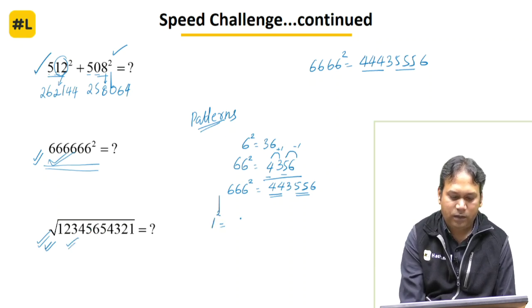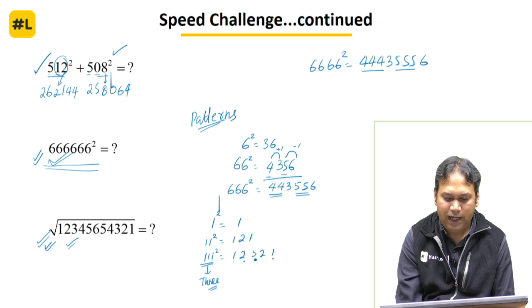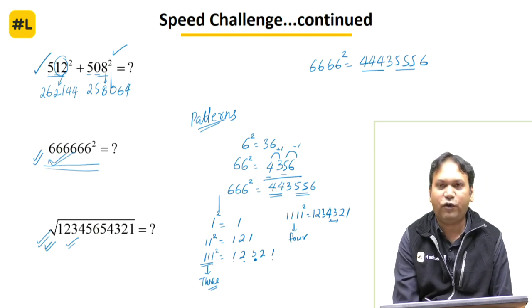1 square is 1, 11 square is 121. 111 square is equal to 12321. So, see what we are doing. Count how many ones are there. 3. So, write 1, 2, 3, stop at 3 and reverse from 3, reduce minus 1, 2 and 1. So, we have suppose 4 ones, 1111 square. How many ones are there? 4. So, write 1, 2, 3, 4, then reverse from here. After 4 will reverse 3, 2, 1. That is how you calculate for these numbers.